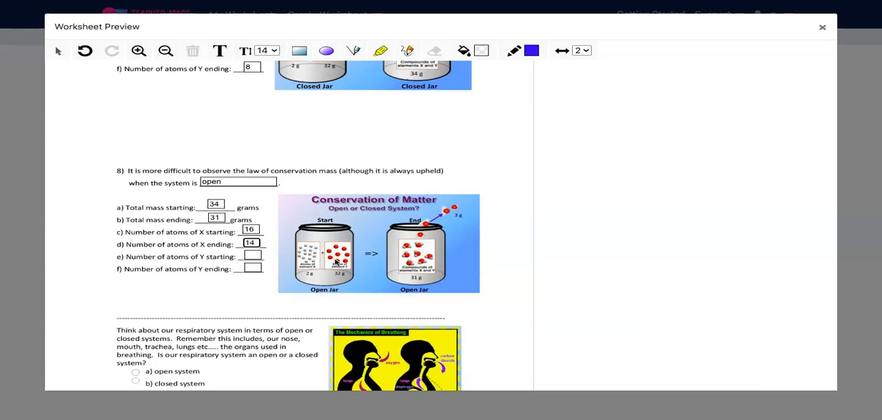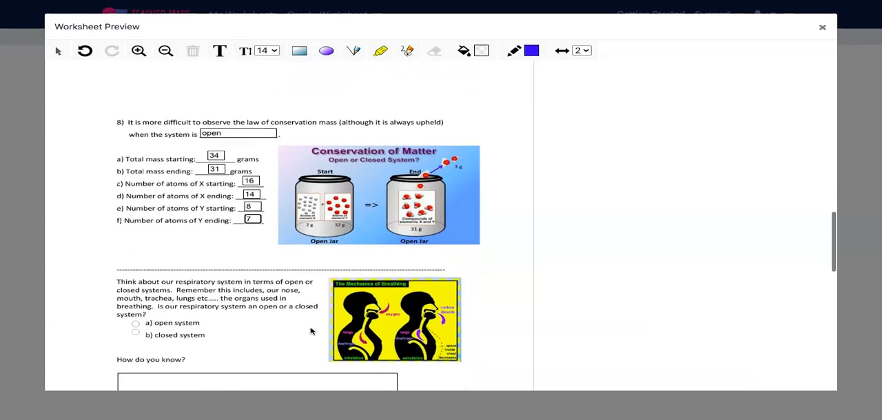And then with Y, we start with 1, 2, 3, 4, 5, 6, 7, 8. And we're just going to count what's in this white box. 1, 2, 3, 4, 5, 6, 7. So again, there's apparent loss of atoms. And really, the only issue is that our system is open and a gas is escaping.